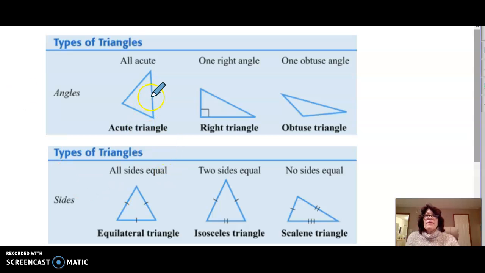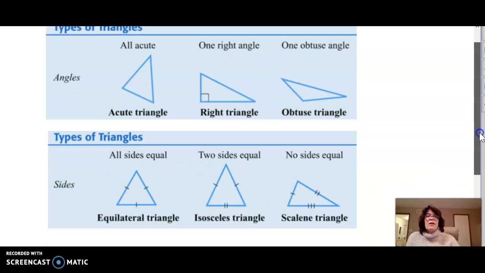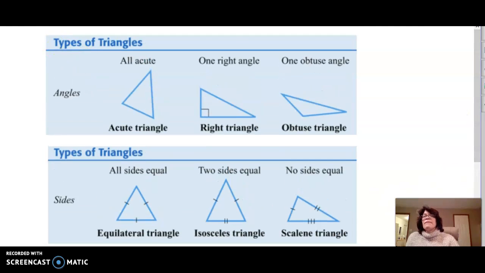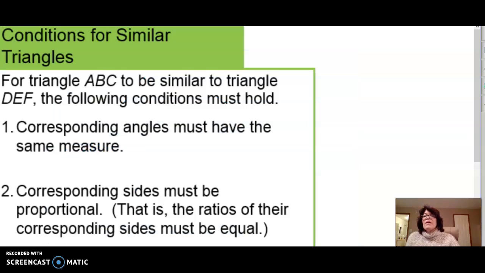Here are the types of triangles. We have acute triangles when all the angles are less than 90. Right triangle if one angle is right, and obtuse if one angle is obtuse. Equilateral triangles have the same sides, and this is how we denote that, with a little tick mark in all 3 sides. One tick mark in each means all these sides are equal. 2 sides being equal is isosceles, and no sides equal is scalene. Hopefully you recall that. All right.